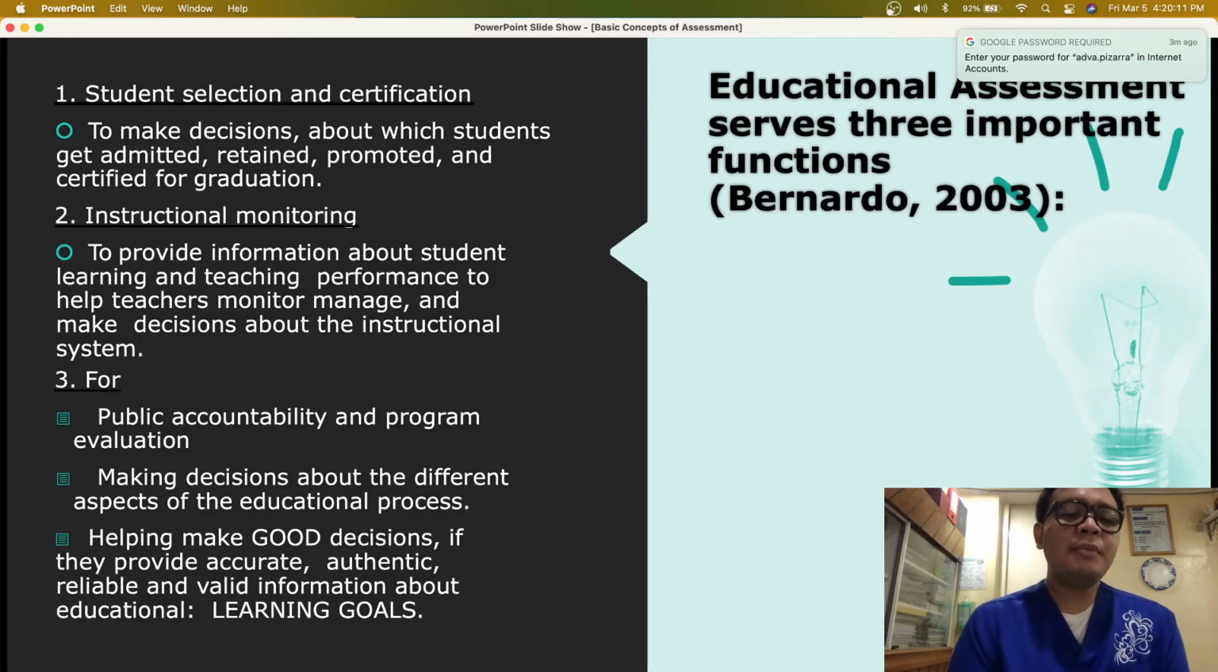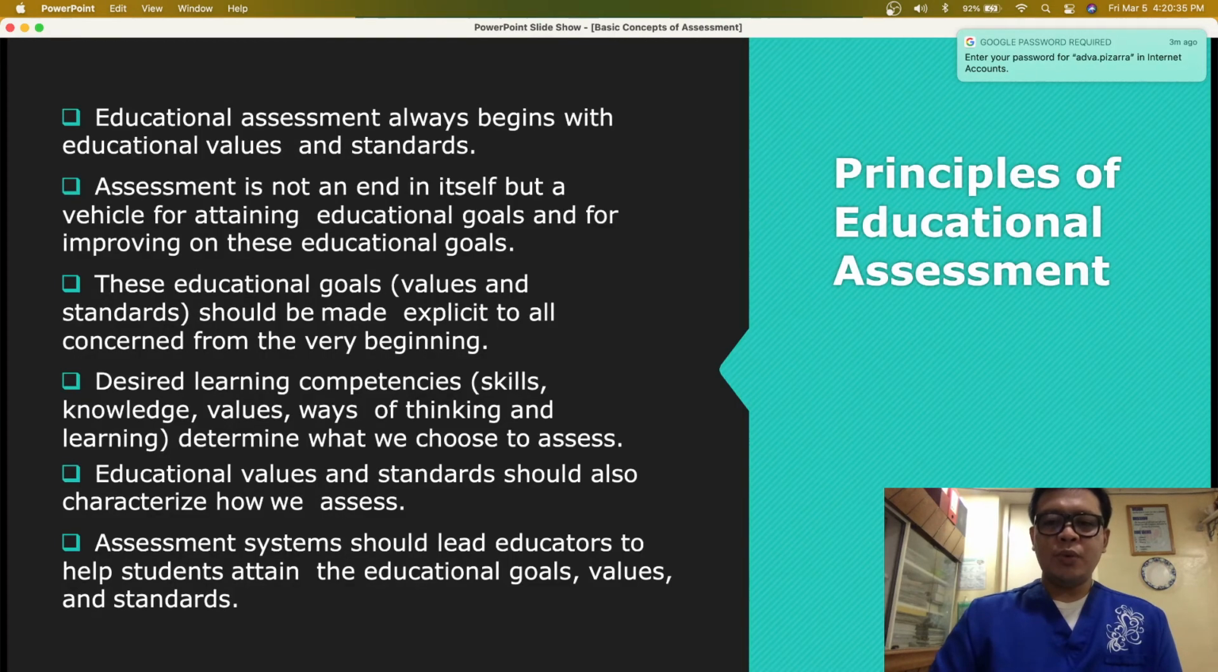And last is public accountability and program evaluation, making decisions about different aspects of the educational process. And of course, we have to make sure that there would be a good decision if they will be able to provide accurate, authentic, reliable, and valid information about educational learning goals. So those are actually part of the educational assessment according to Bernardo.